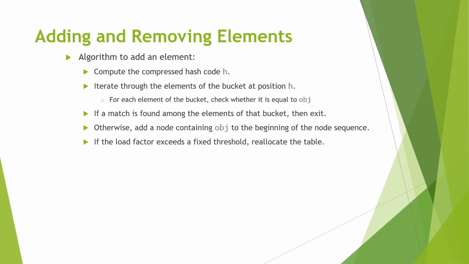Reallocate means we need to transfer all the elements from the old table to a new table with twice the number of buckets as the older one. This way we can reduce the load factor. Why? Because load factor equals the number of elements in a hash table divided by the number of buckets. So when you double the number of buckets, you're halving the load factor. You are dividing the load factor by 2, and this way you're not allowing the load factor to exceed a fixed threshold.